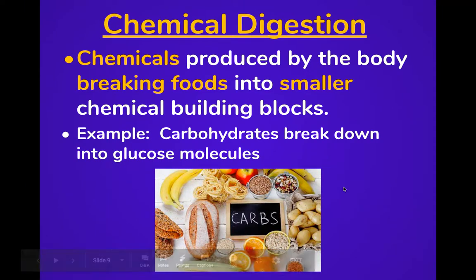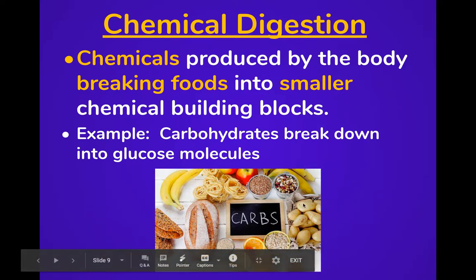Chemical digestion. Chemicals produced by the body breaking food into smaller chemical building blocks. That is chemical digestion. An example of chemical digestion would be when we eat certain foods, like the ones pictured here. All of these are carbs.